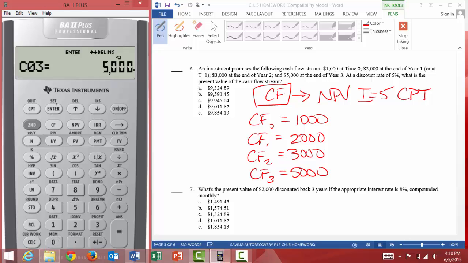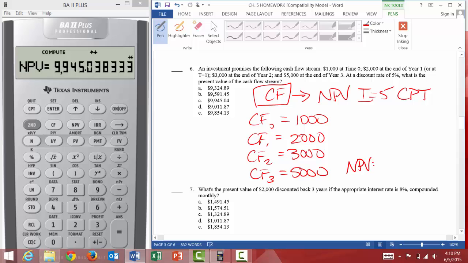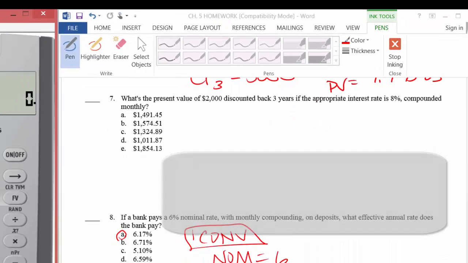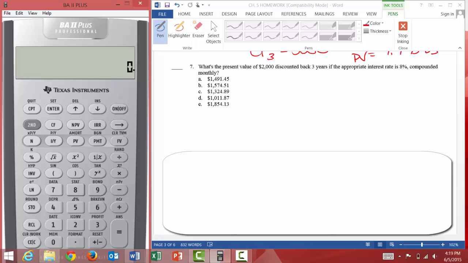and enter. Then I go to the net present value, and the discount rate is 5, so put 5, and enter, and down. And now this is telling me up here to compute, so I hit compute, and I get that the NPV, which is the present value, equals $9,945.03. Let's see, so that's answer C right here. Okay, so now let's look at question 7.